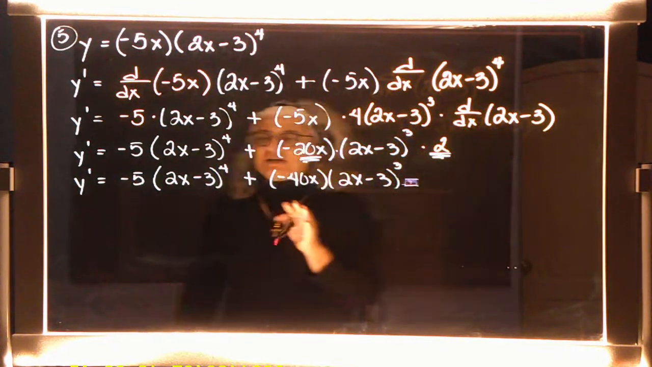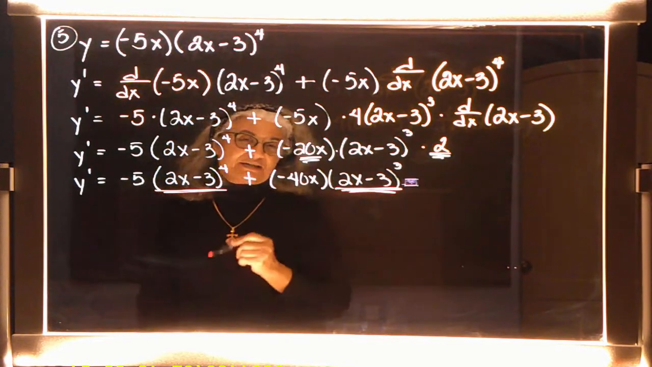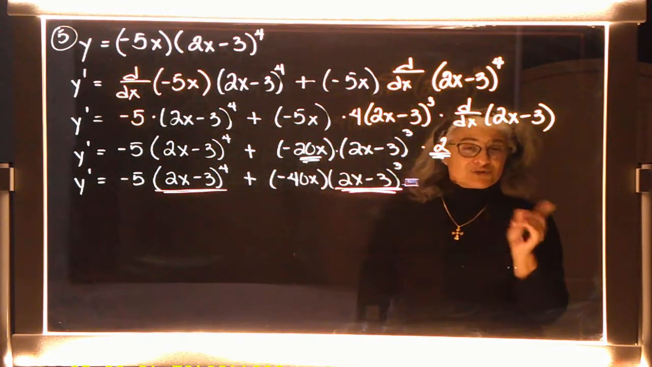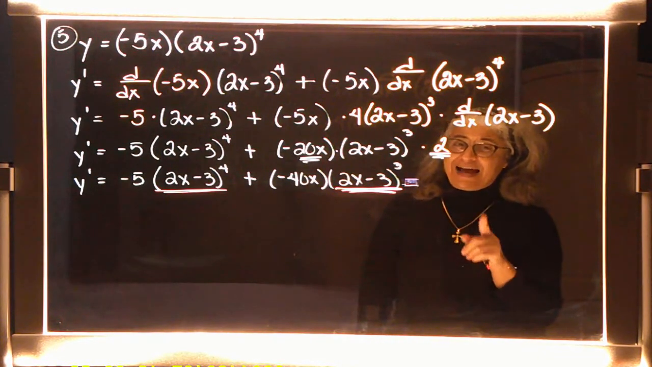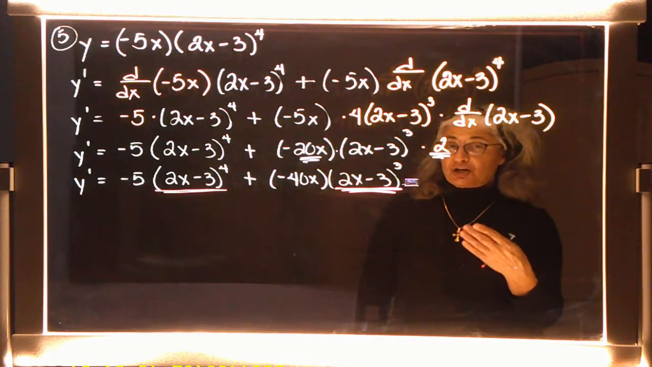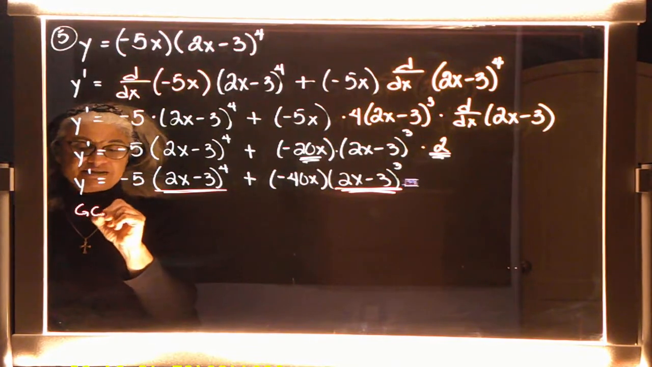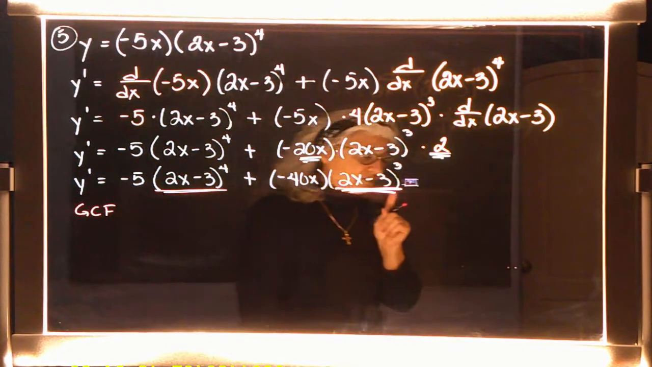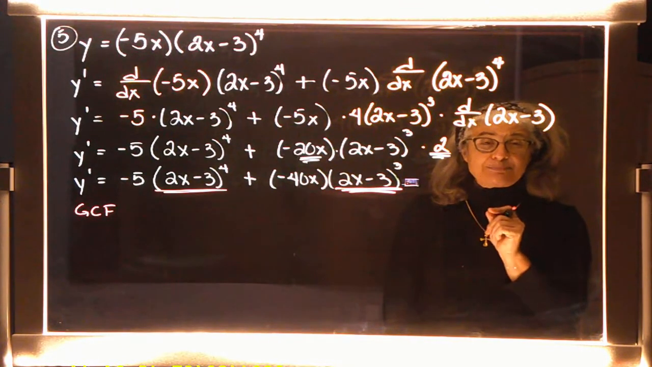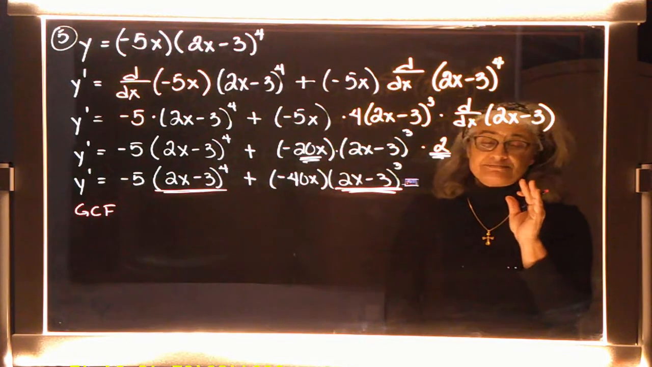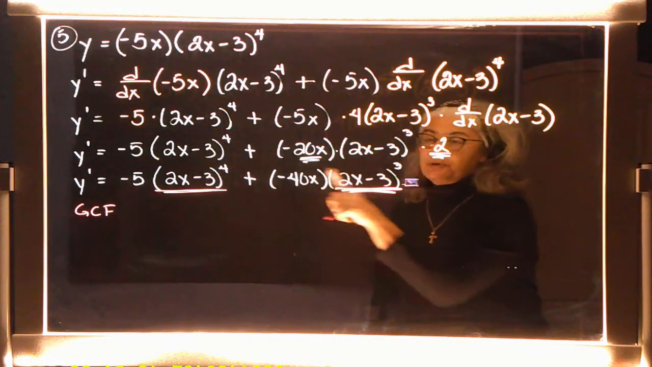Do you notice the first term has this 2x minus 3, and the second term also has the 2x minus 3. So they have that in common, don't they? Well, that means I can factor out a greatest common factor. So I actually have a GCF here, which, when I factor it out, will hopefully make the leftover simple to simplify.